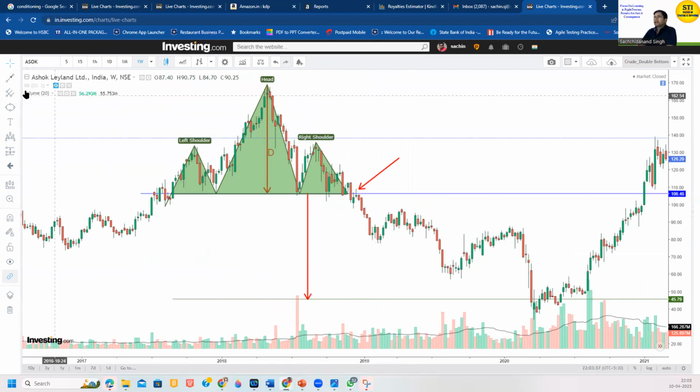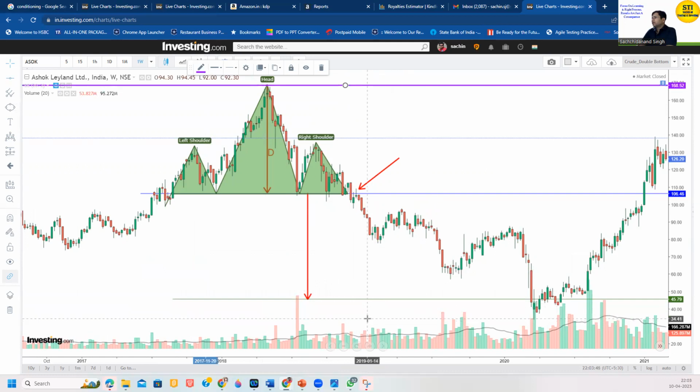Okay, so if you look at it from a price point perspective, the price dropped from 168 to somewhere around 34. So I can say around 5 times depreciation of the price of this particular stock has happened.